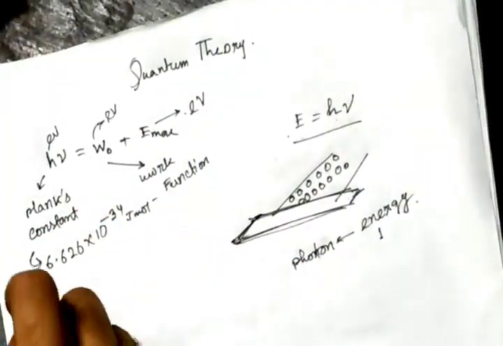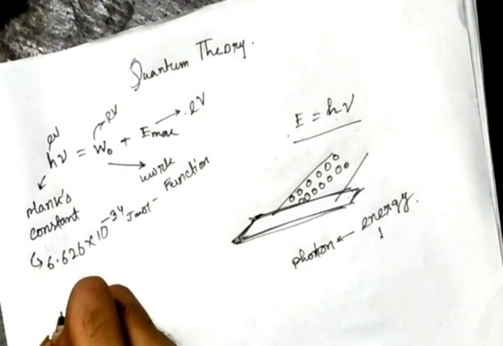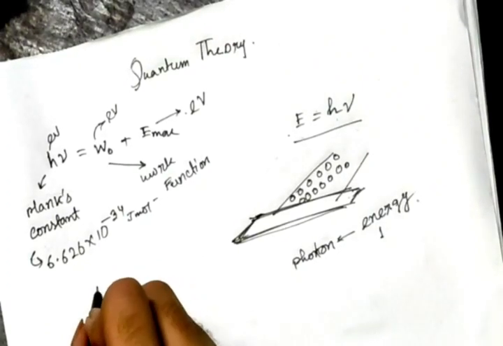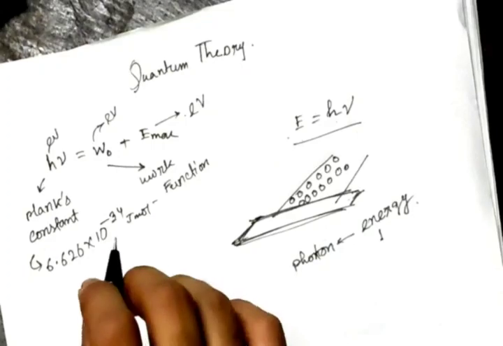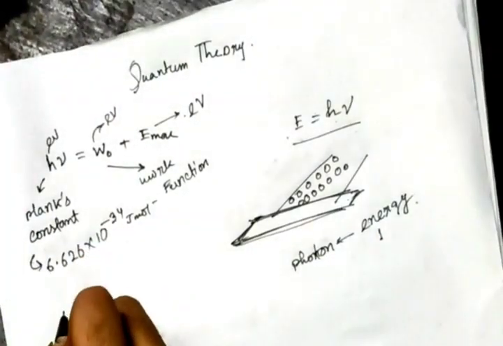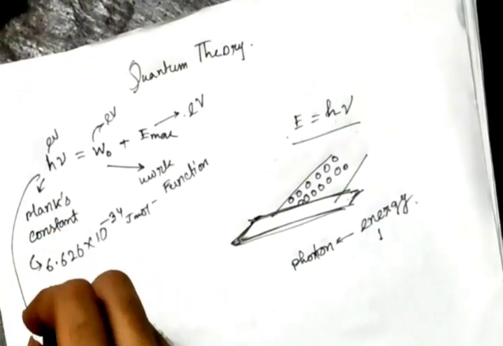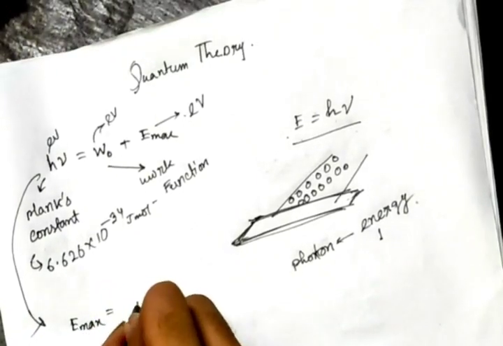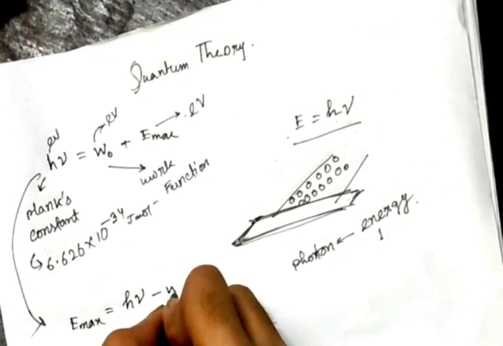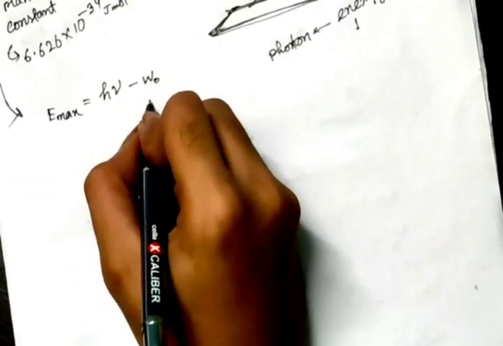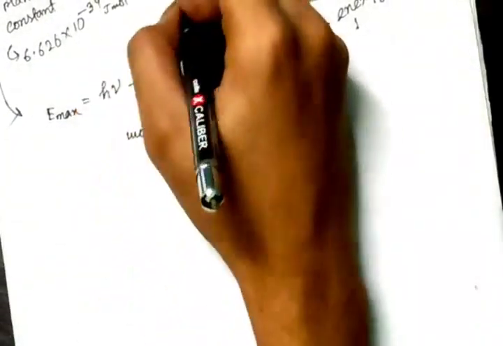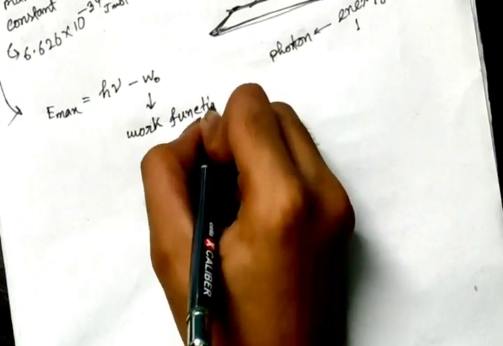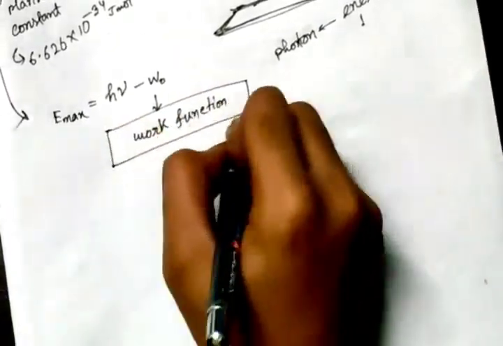So we have to find out the maximum energy of the electron emitted, the maximum kinetic energy. From this equation, this is the mother equation, we should write everywhere: E max equals h nu minus omega naught. Now this is known as the work function, which I told you about before, and it has a really important function in your mathematical operation.